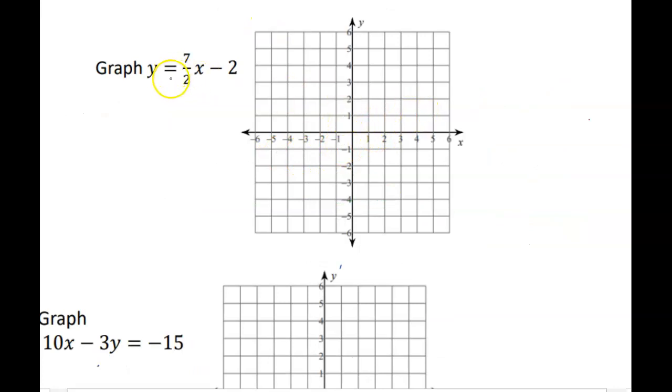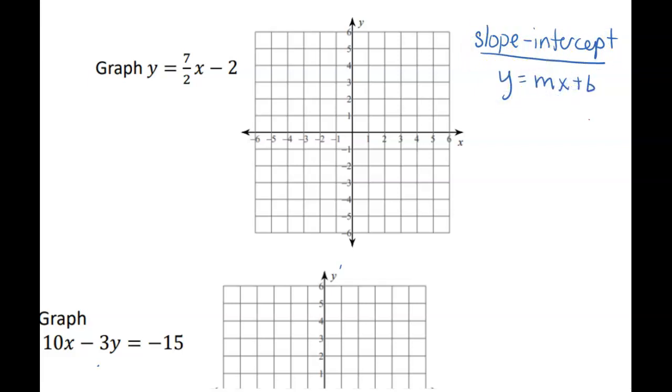All right, now this equation here is in what we call slope-intercept form. Okay, and that is y equals mx plus b. And I know you remember that phrase. You may not remember what it means, but you have to remember y equals mx plus b. Okay, so anytime we have y equals mx plus b, our m is going to be our slope.